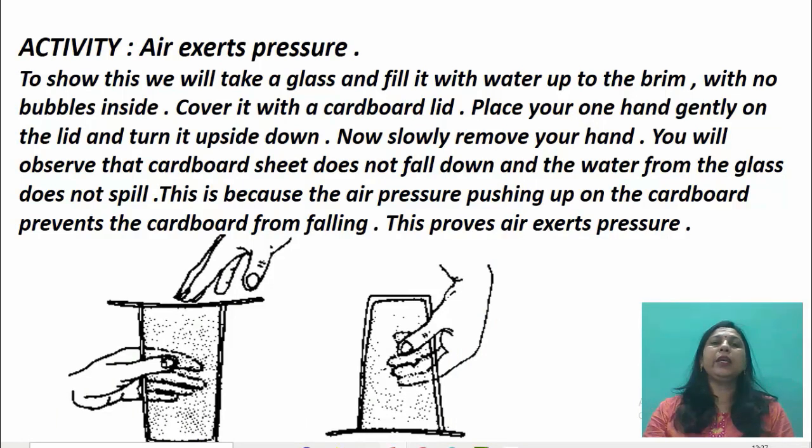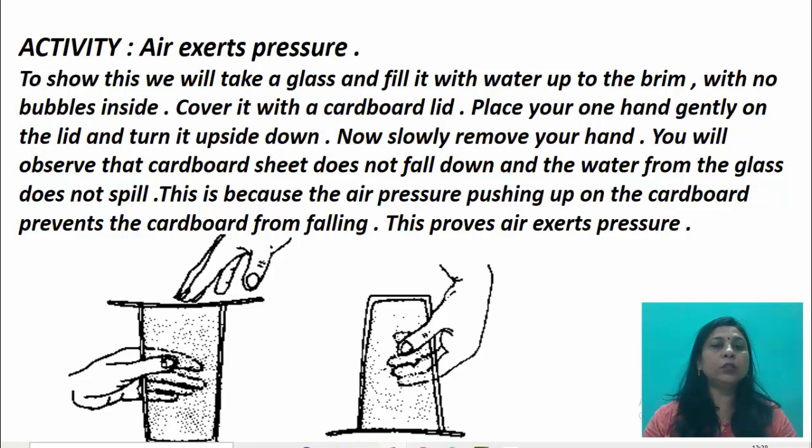Now to show that air exerts pressure, we'll perform a simple activity, and this you all can perform at home also. To show this, we'll take a glass and fill it with water up to the brim, right up to the top, with no bubbles inside. If bubbles will be there, that means air is there. So there should be no bubble. Now we have to cover this glass with a cardboard lid. Now we'll place one hand gently on the lid and turn it upside down as you can see in the figure. Now slowly we'll remove our hand and we will observe that the cardboard sheet does not fall down and the water from the glass does not spill.